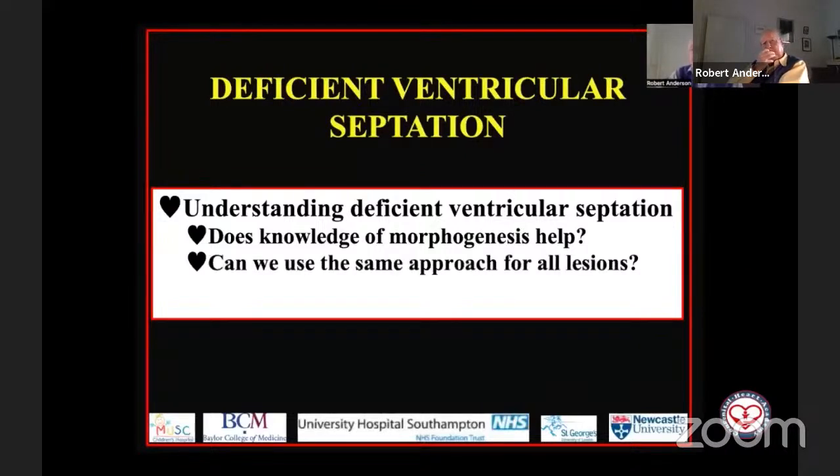So now we are going to continue to go from morphogenesis to the definitive anatomy. And what we're going to try to do today is to show you that it is indeed the case that we can use the same approach to all those hearts in which we find evidence of deficient ventricular septation. So how should we proceed? Well, we should start by reviewing yet again the morphogenesis and the embryology of deficient ventricular septation, because that is our starting point.